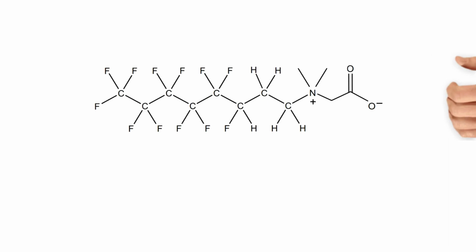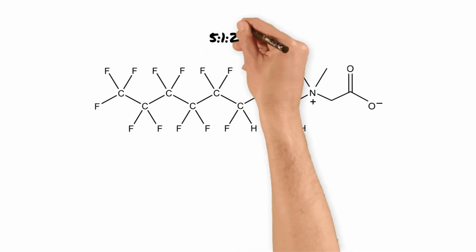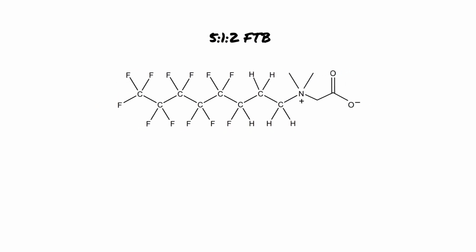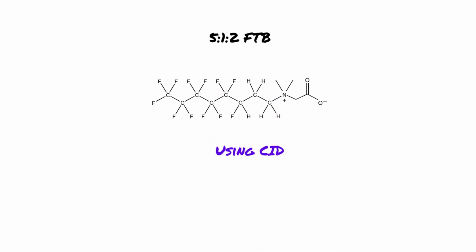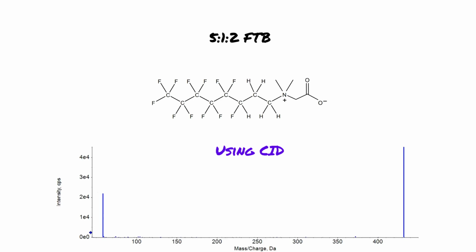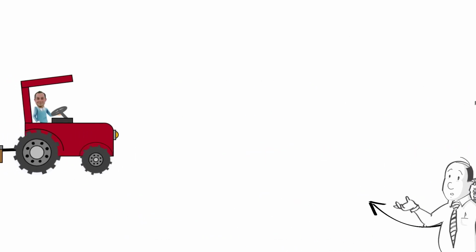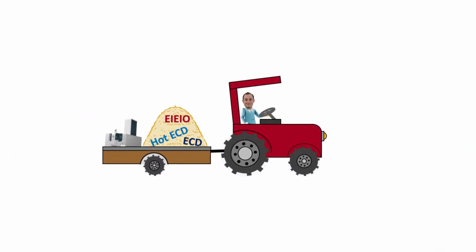So let's take this fluorinated compound for example. Here we have 5,1-FTB. And this can be a tricky compound when looking at it by CID because, well, we only really get one fragment. And that doesn't really help us if we need to do structural elucidation. So let's bring in EAD and see if we get better fragmentation there.